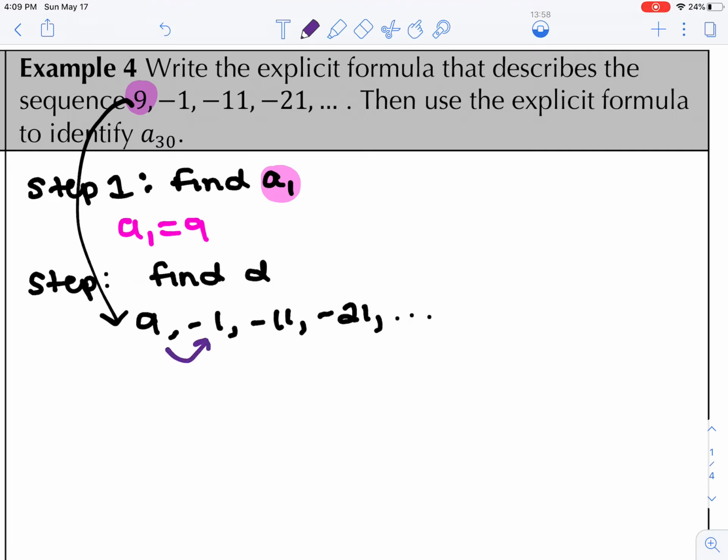that between 9 and negative 1, there's a difference of negative 10. Between negative 1 and negative 11, there's a difference of negative 10 again, and yet again between negative 11 and negative 21, that difference is again negative 10. So we can say that our common difference is negative 10.